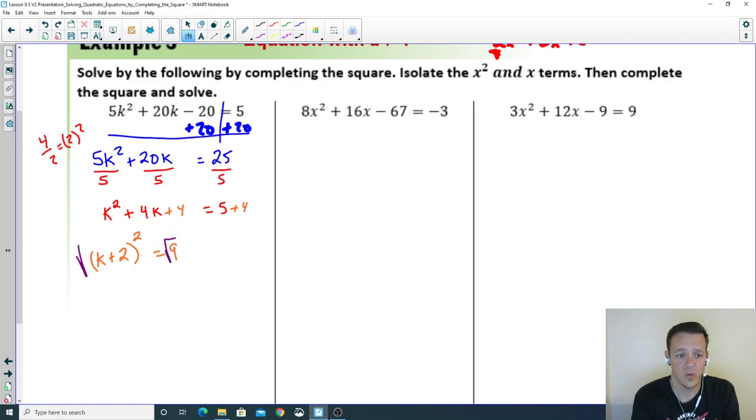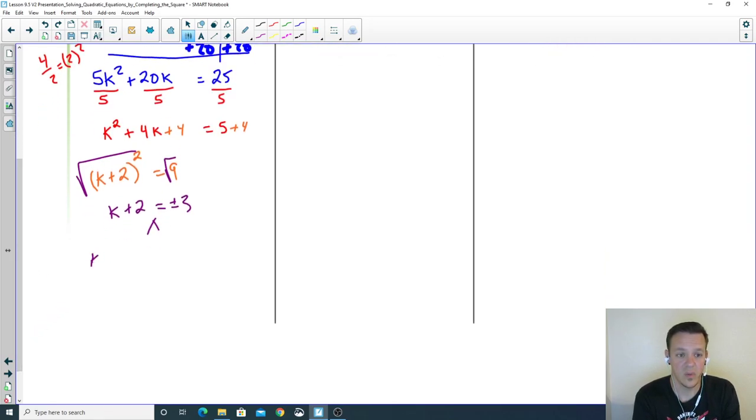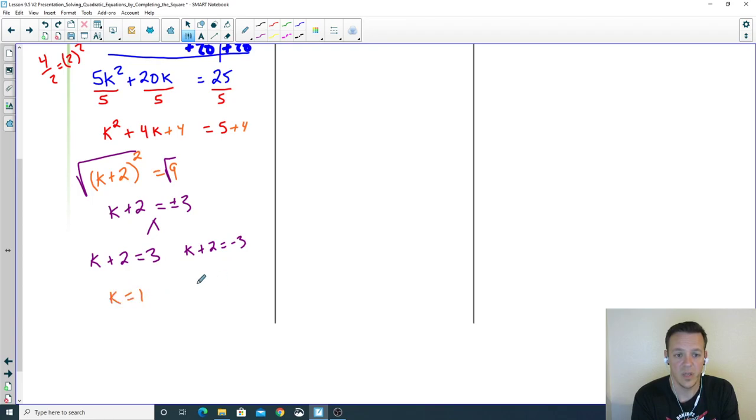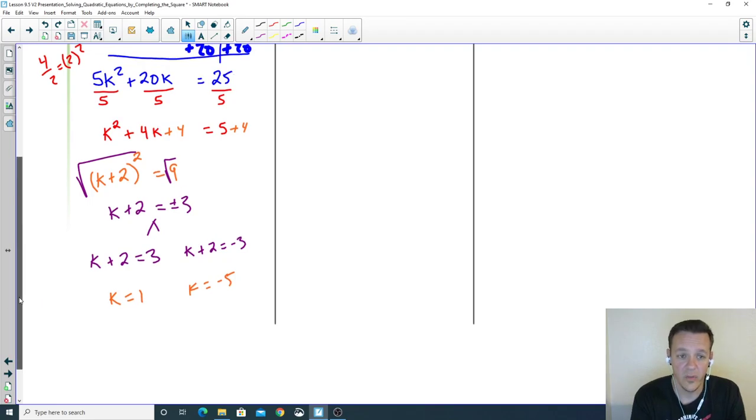Now you take the square root of both sides, and you have k plus 2 equals plus or minus 3. Now you can split your equation: k plus 2 equals 3, and k plus 2 equals negative 3. Then you do your simple math by subtracting 2 from both sides, and you get k equals 1 and k equals negative 5. Hopefully you guys understand that.